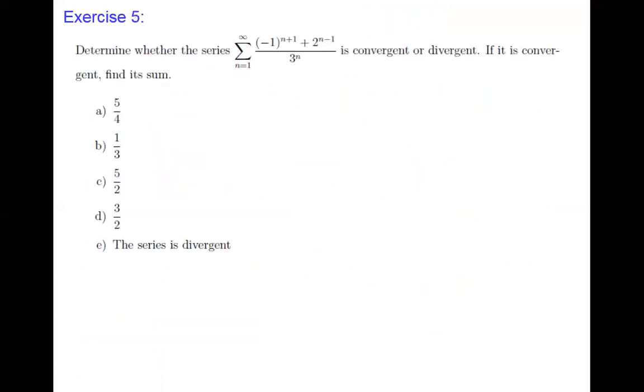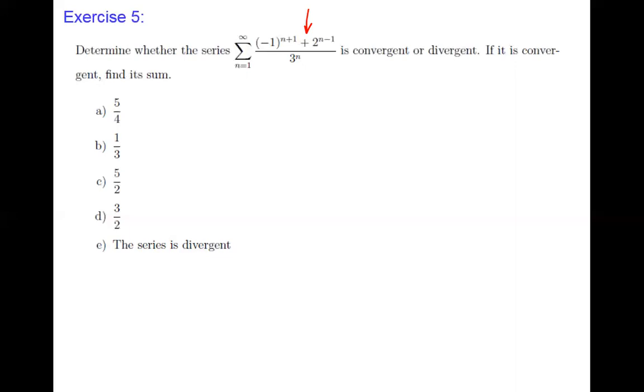Exercise number 5. Determine whether the series is convergent or divergent. If it is convergent, find its sum. And again, we have a few options. The last one tells me that it's divergent. Let's see. Looking at the formula, the sigma from n equals 1 to infinity, I have negative 1 to the power of n plus 1. And actually, I do have an addition: plus 2 to the power of n minus 1, over 3 to the n.